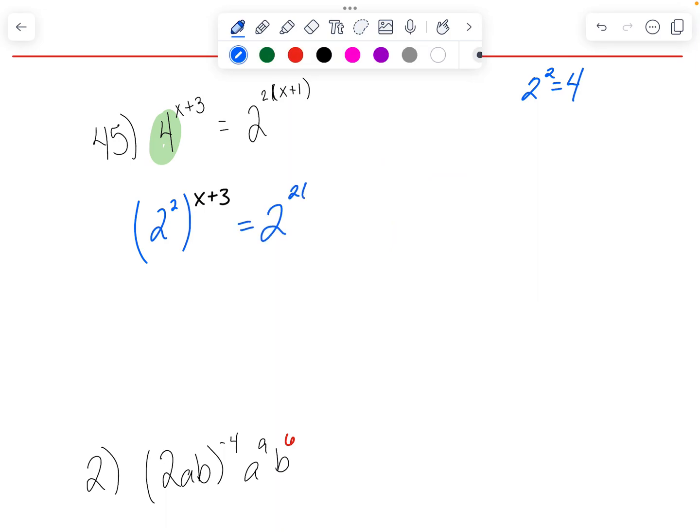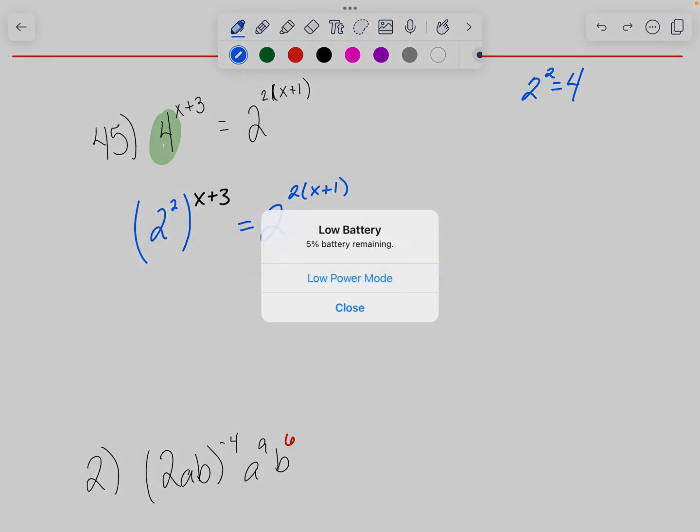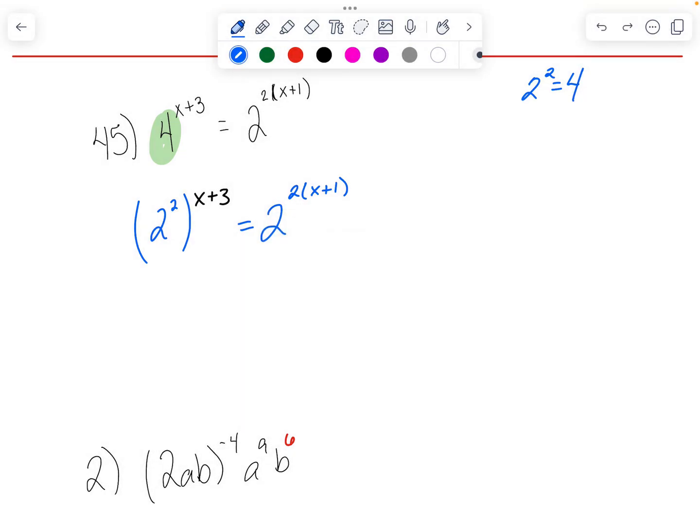And this was already 2. So now I have the same base. I have a base of 2 and a base of 2. That's good. So what do we do once we've got our bases the same? I need to start simplifying my exponents.